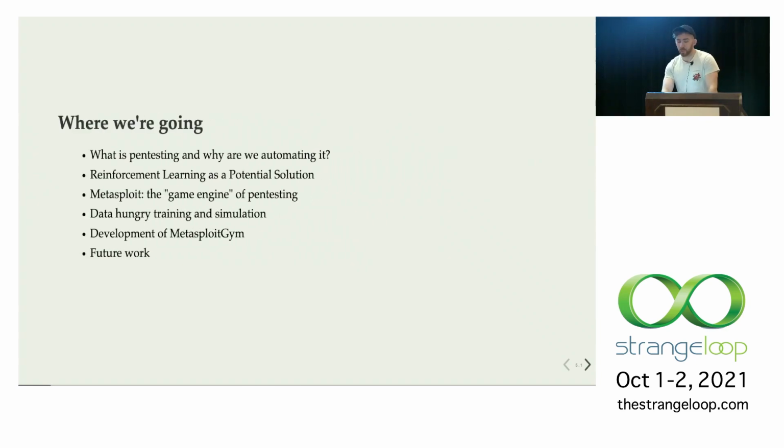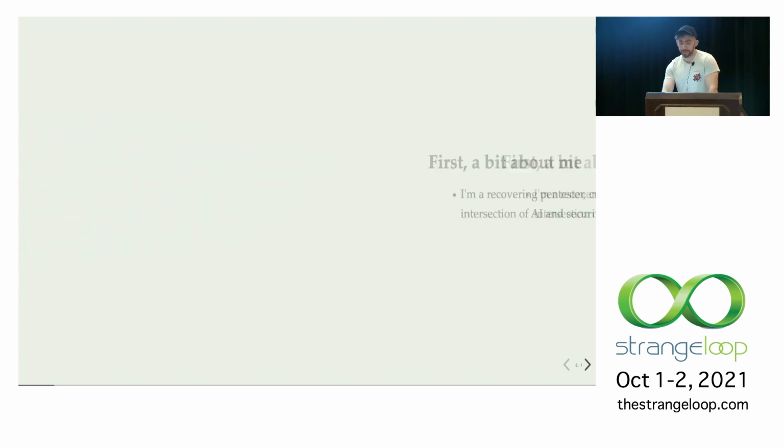Just as an overview of where we're going, we're going to talk about what pen testing is and why we would bother automating it. We'll talk about reinforcement learning as a potential solution to do that automation. We'll talk about Metasploit and its role as the correct level of abstraction, I think, for automating pen testing. We'll talk about how to deal with how bad RL wants data and how hard it is to give it all the data it wants. We'll talk about the development of Metasploit Gym, which is a reinforcement learning environment I've written that allows you to take your Python agents, your neural nets, and interact with real networks using Metasploit. We'll talk about what remains to be done.